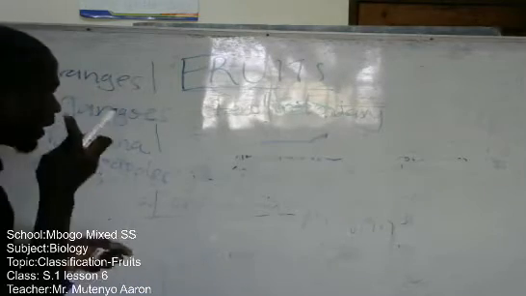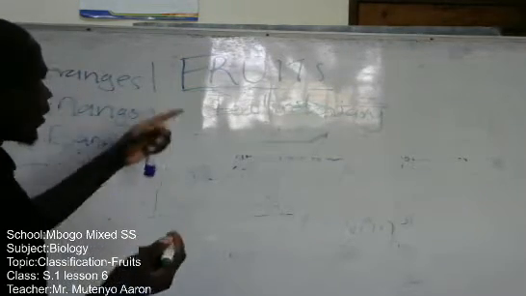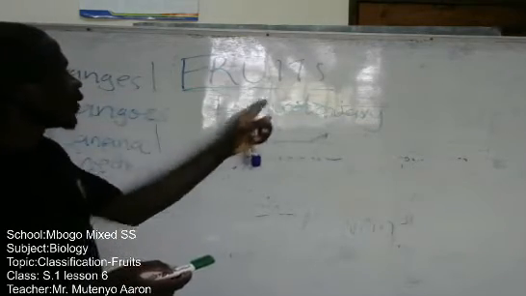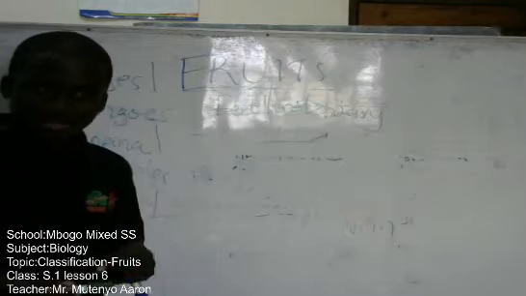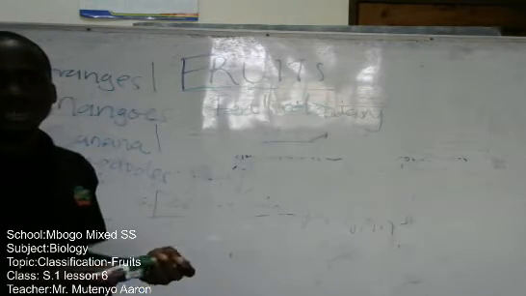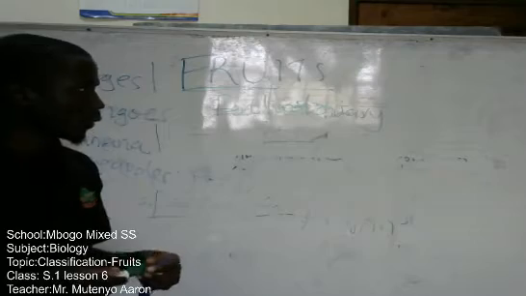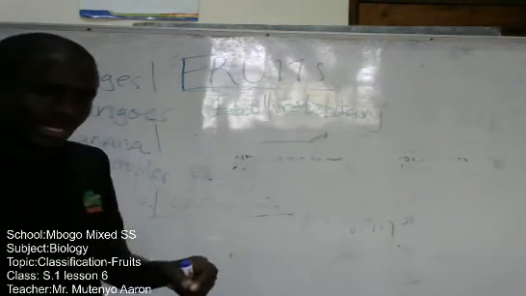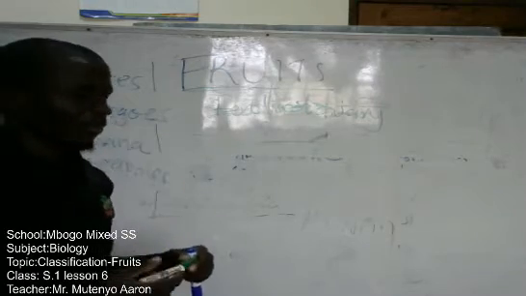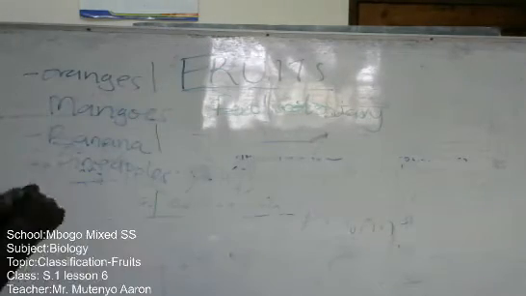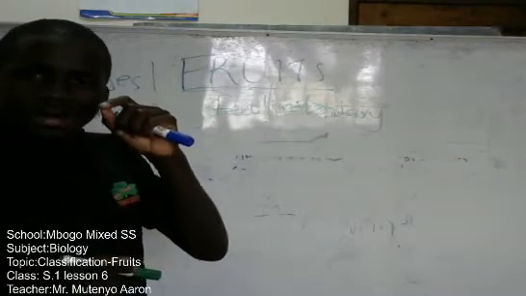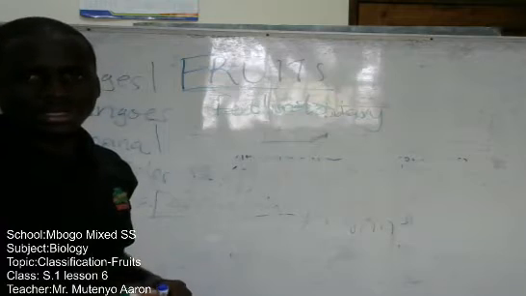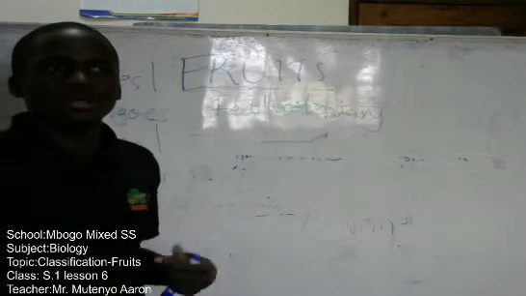So we are saying our definition of a fruit is a fertilized ovary that develops into a fruit. So a fertilized ovary is the one that develops into what we call a fruit. But take note, colleagues, there are other fruits that develop from unfertilized ovaries. So such fruits, how do they come into existence?